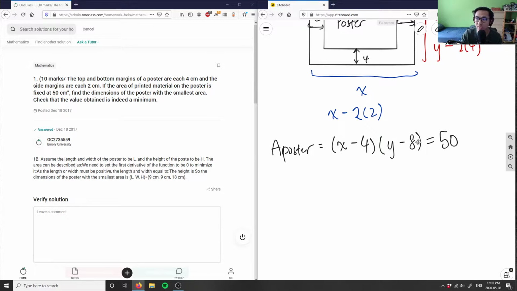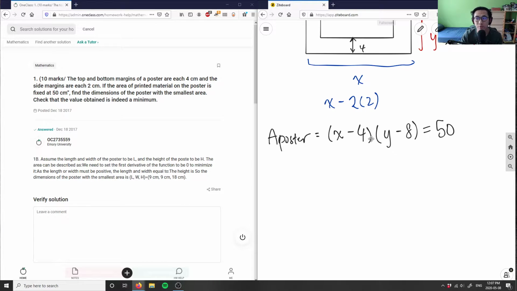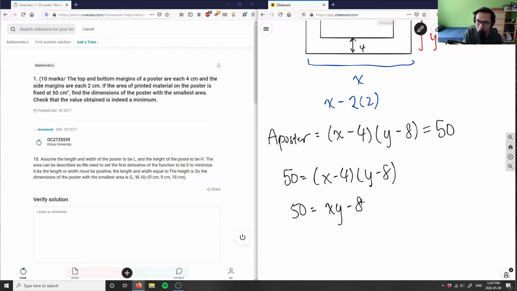What I can do here is actually expand this and isolate for a variable, right? So let's do that. I'm going to rewrite this as 50 equals x minus 4 times y minus 8. I'm going to use FOIL to expand this. So x times y, I have xy here. X times negative 8 is obviously negative 8x. Negative 4 times y here is negative 4y, and negative 4 times negative 8 here is positive 32, right?